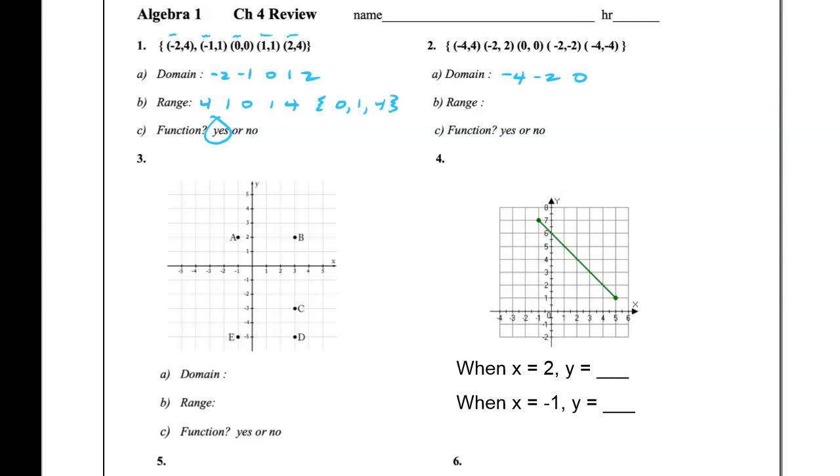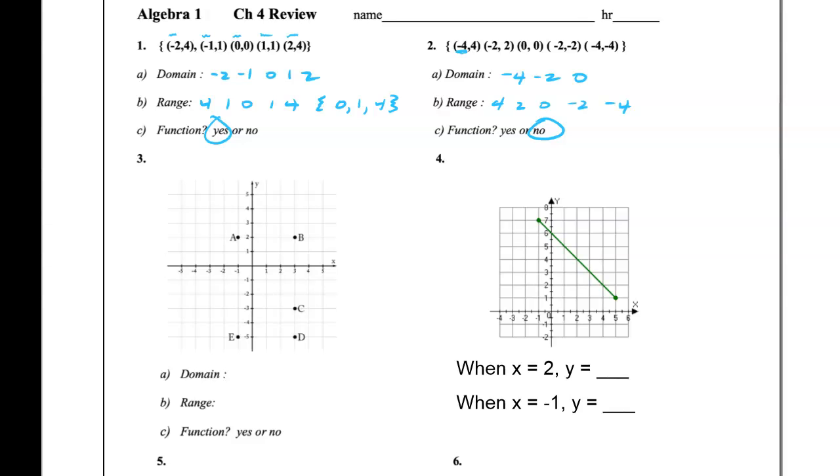-4, -2, 0, -2, -4. Perfect. And then I didn't write the last 2 because they were duplicates. Okay, range? 4, 2, 0, -2, -4. Good. Is this one a function? I kind of already answered it, but do you know why it's not a function? No. Okay.